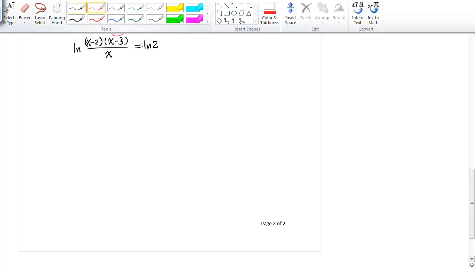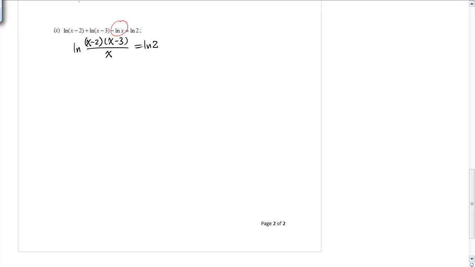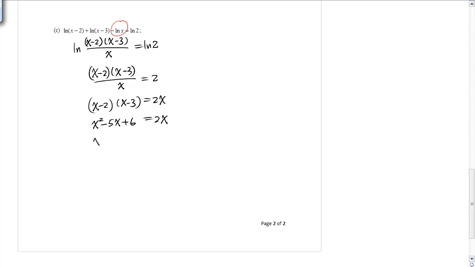So now we can get rid of the ln sign by applying the one-to-one property. Therefore, x minus 2, x minus 3, divided by x equals 2. Rearrange this, we have x minus 2, x minus 3 equals 2x, x squared minus 5x plus 6 equals 2x, x squared minus 7x plus 6 equals 0. Therefore, x minus 1, x minus 6 equals 0, x equals 1, and x equals 6.